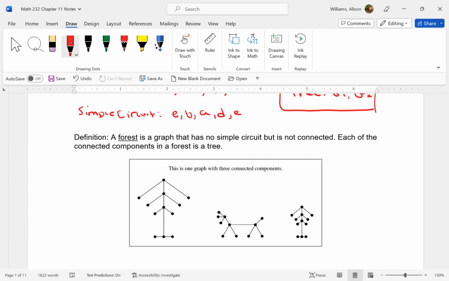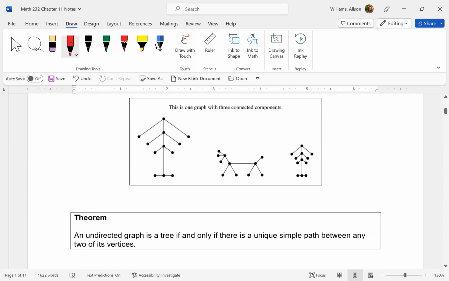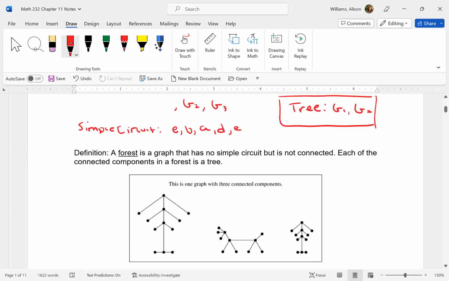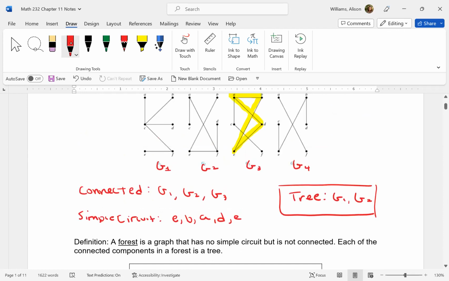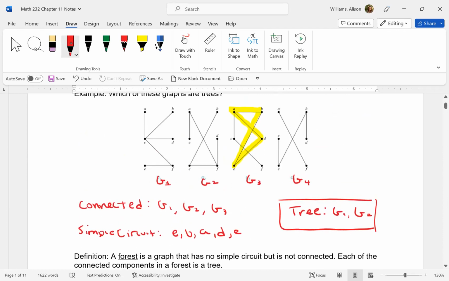All right, so let's look at our first theorem. An undirected graph is a tree if and only if there is a unique simple path between any two of its vertices. And that makes sense because really the problem is that on the graph that ended up having a circuit, there was a couple options to get to E, and that's why we had a circuit.